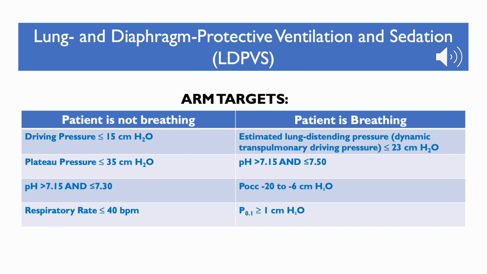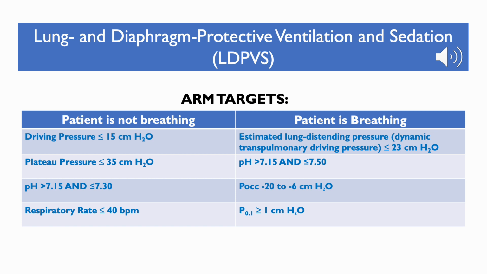distending pressures. During passive ventilation, the driving pressure must be less than or equal to 15 centimeters of water, the plateau pressure less than or equal to 35 centimeters of water, the pH between 7.15 and 7.30, and the respiratory rate less than or equal to 40 breaths per minute. The pH target during passive ventilation is low in order to stimulate respiratory drive so that the patient begins to breathe spontaneously at the earliest opportunity as sedation begins to be lifted.